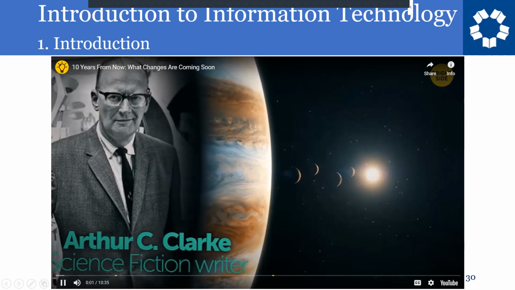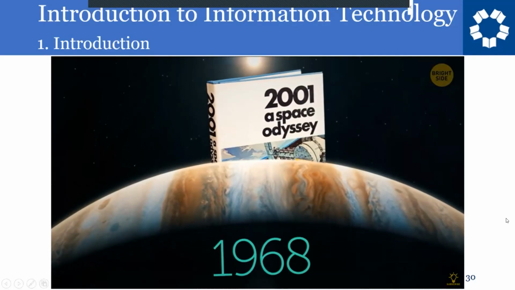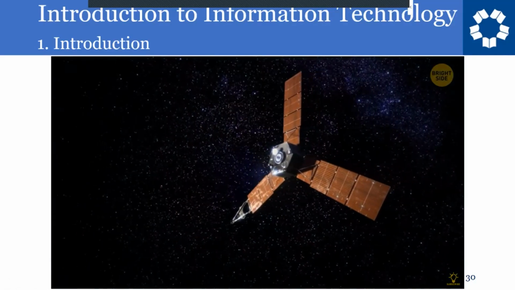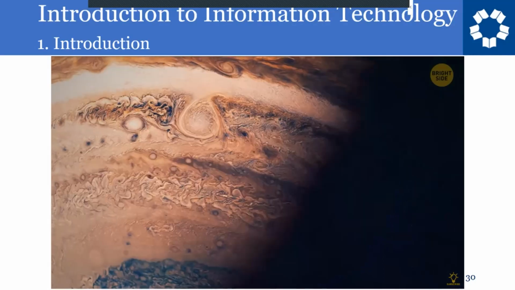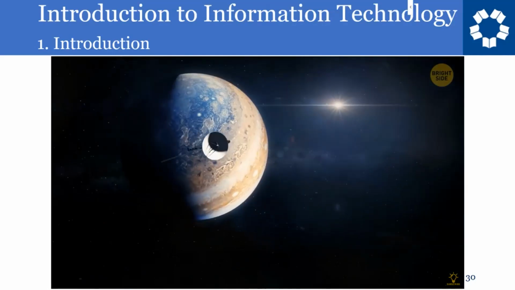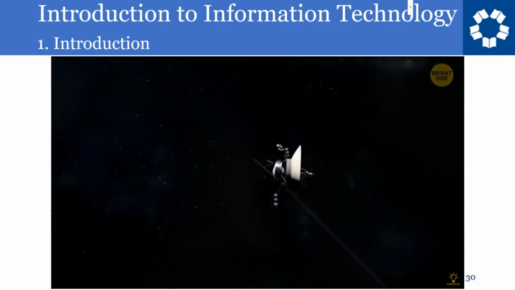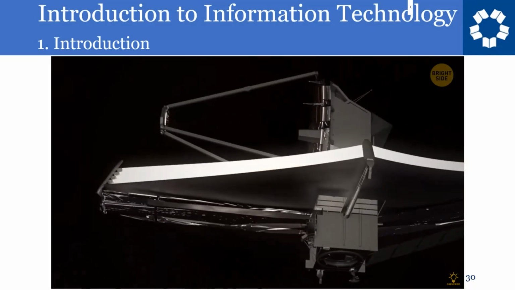Science fiction writer Arthur C. Clarke wrote 2001: A Space Odyssey in 1968 about a future human-crewed mission to Jupiter in the year 2001. Boy, was he ever wrong. We haven't even sent people back to the moon yet. The point is, predicting the future is notoriously difficult to accomplish. However, some things in the future are not so difficult to predict.